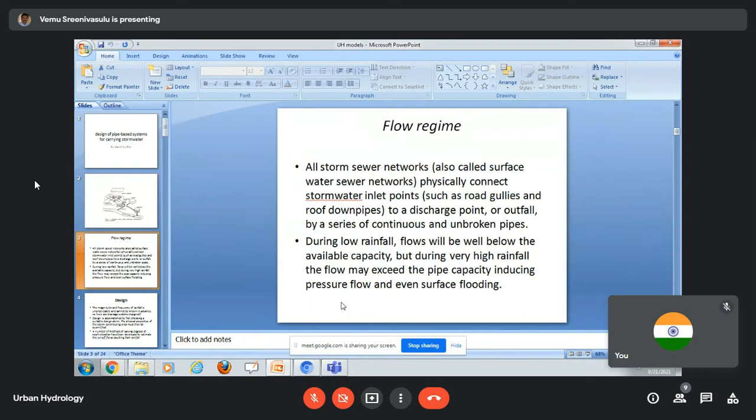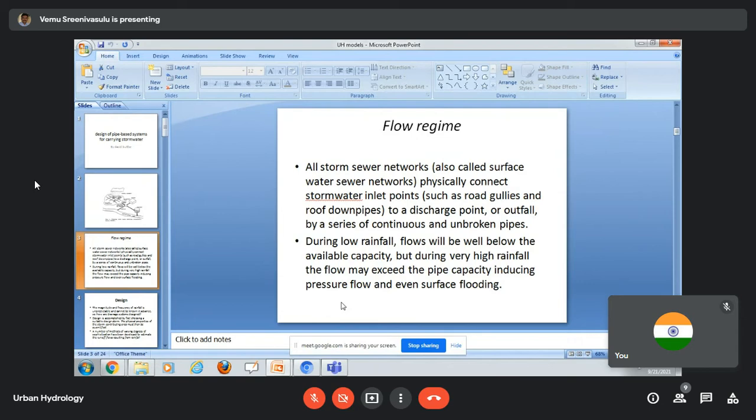See here, I will tell you that the worst case may be the 100-year return period. The 100-year return period, you know what is return period? The magnitude of the rainfall may equal or exceed that value once in 100 years. So that is the highest. If we take 200 years, the magnitude of the 200-year return period rainfall is much higher.